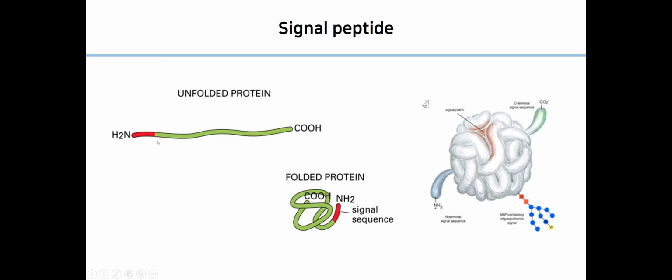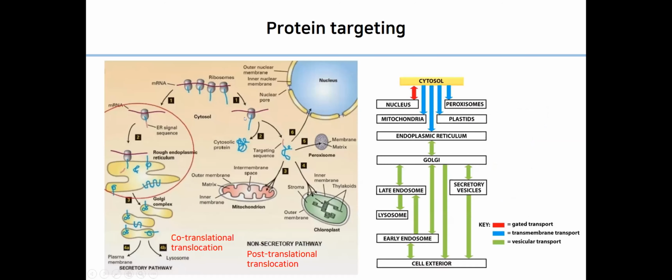Generally, the signal peptide is found at N-terminal extensions. Some signal peptides can be at the C-terminal. Anyway, these signal peptides are recognized by specific receptors that manage delivery to the appropriate organelle. So here is an overview of protein targeting. As you can see here, the translation of most proteins, even in a eukaryotic cell, begins in the cytosol. As a protein is made, it is sorted through largely two pathways.